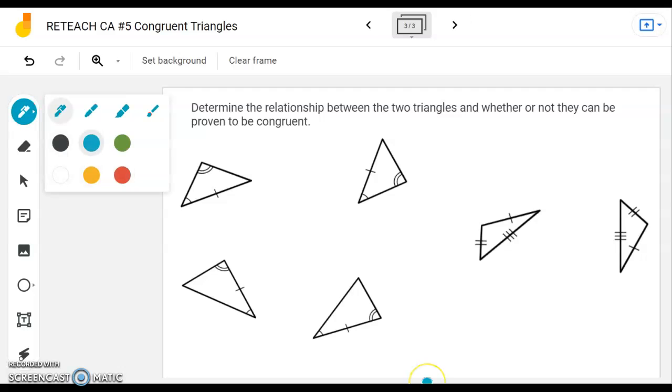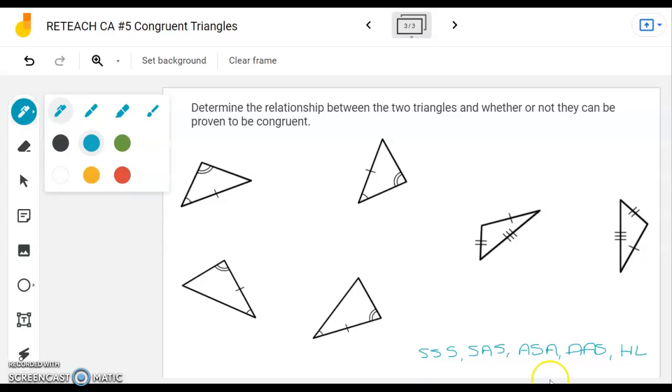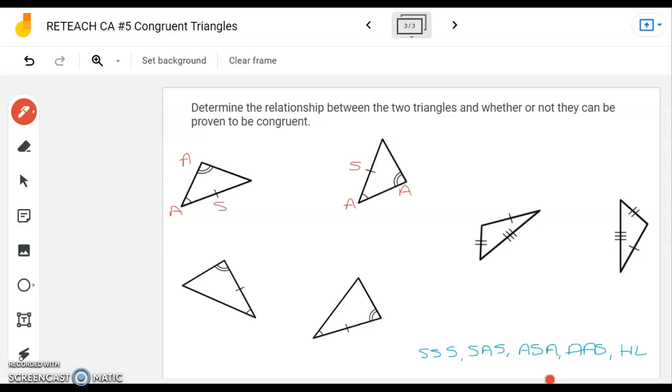And what I can do is I can write my theorems down. Side, side, side. I had side, angle, side. I had angle, side, angle. Angle, angle, side. And hypotenuse leg. Let's see. If I look at my markings here, I have a double marked angle, a double marked angle, a single marked angle, a single marked angle, and a side. So I have an angle, and a side. An angle, and a side. So if I look down here, I do have angle, angle, side right here.